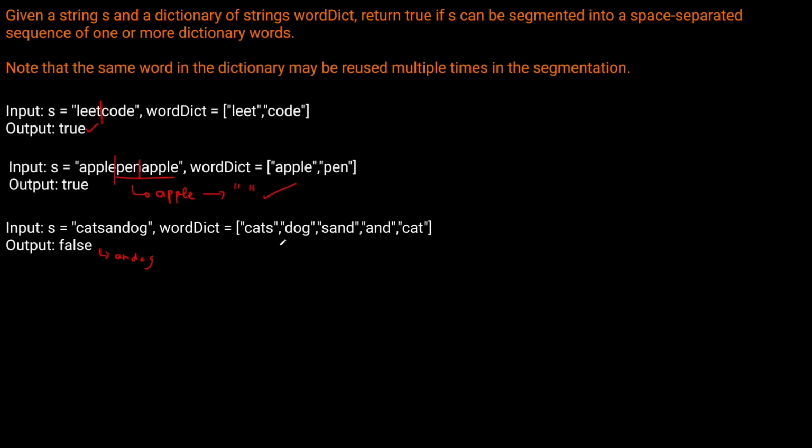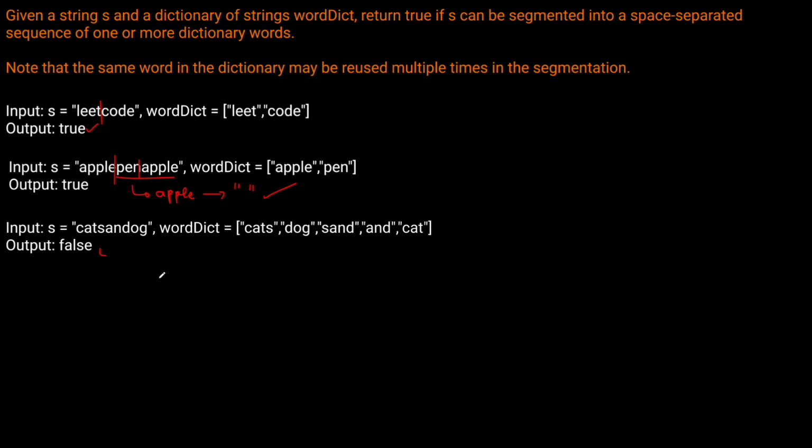Well, we can't split on cats, obviously. We can't split on dog, because it doesn't start with dog. We can't split on sand. Can we do and? Yes, we can. So we'll try to split on and here, and we'll be left with OG. And we can see that there's no OG in our word dictionary here, so that was not a valid split. Using cats was not valid.